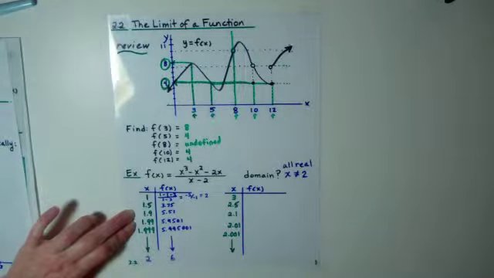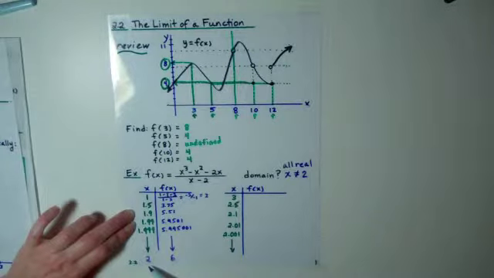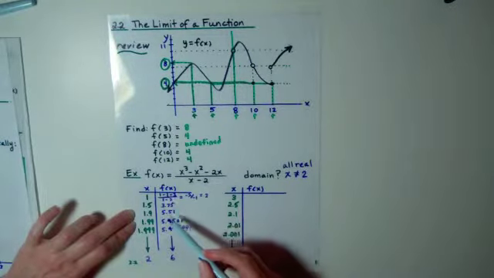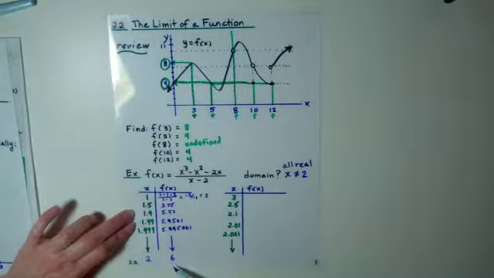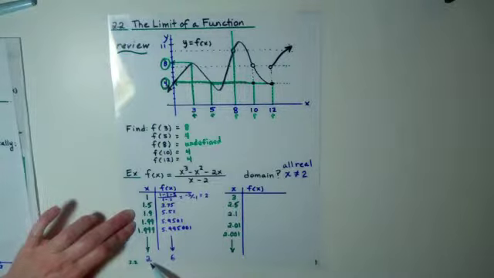We haven't proved that, but it certainly looks like as the input values get closer and closer to 2, the output values are getting closer and closer to 6. So as the inputs get closer and closer to 2, the output values get closer and closer to 6. And what we say then is that the limiting value of this function, as x gets closer and closer to 2 through values that are a little bit less than 2, the output values are getting closer and closer to 6. We say the limit of the function is 6.